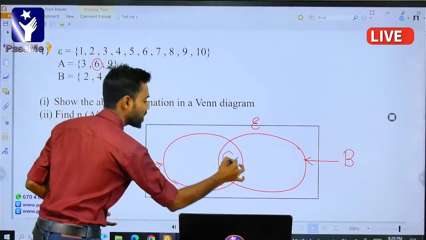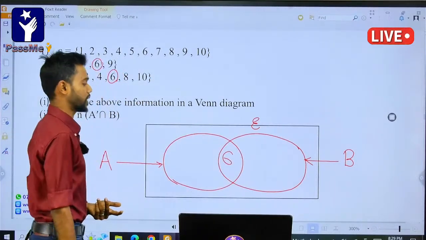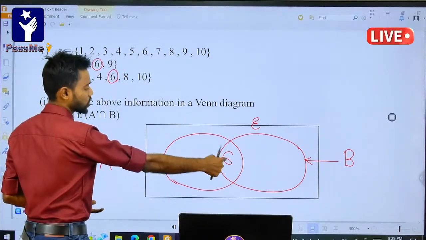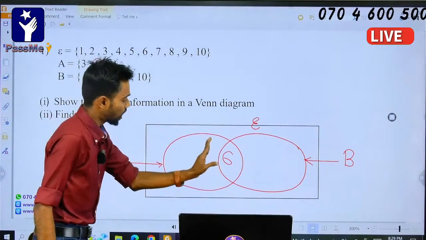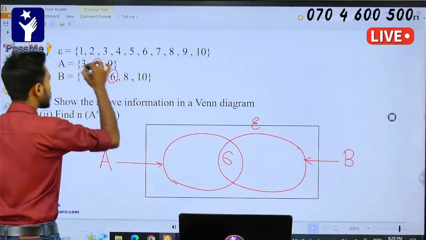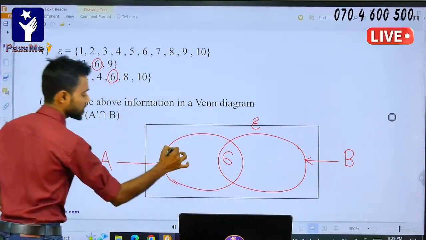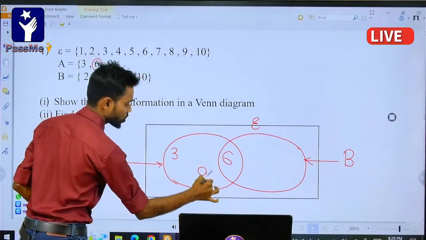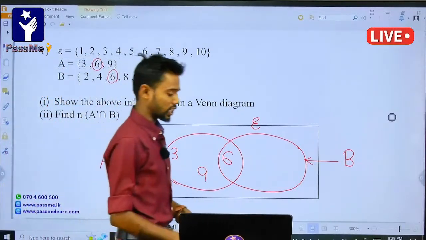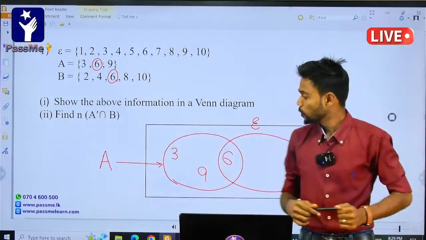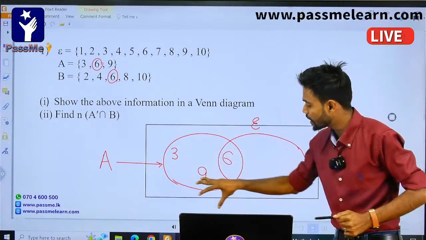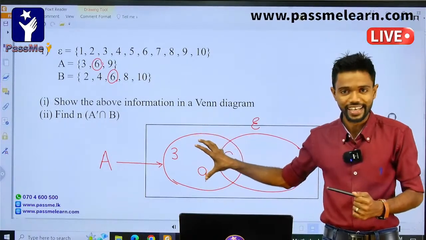6 is the only number which is common for A and B. Now I mentioned that here, 6. Other than 6, there are two numbers, 3 and 9, which are relevant for the capital A set. So this is how you insert all the elements under capital A set.